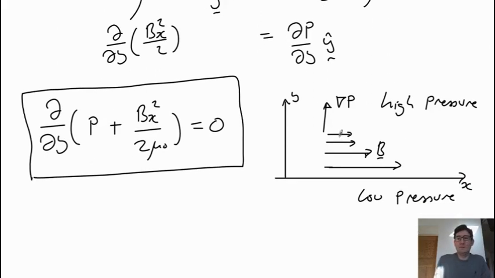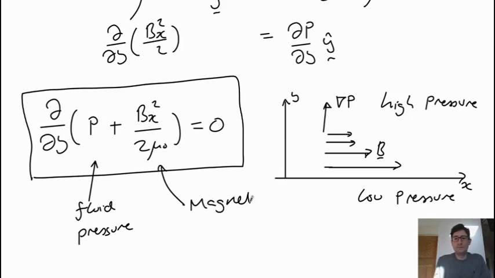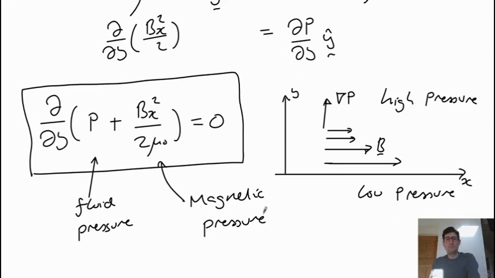And this is essentially a balance between two pressures. There's the fluid pressure, and then this is called the magnetic pressure. You'll see that this is an important component in more complicated geometries as well, this idea that the magnetic field has a pressure. So we'll see this several times.